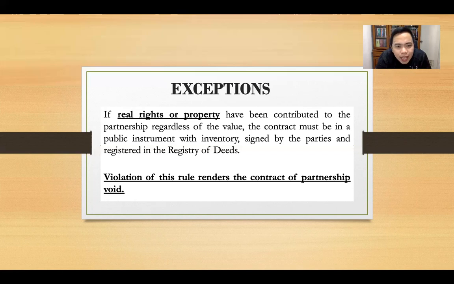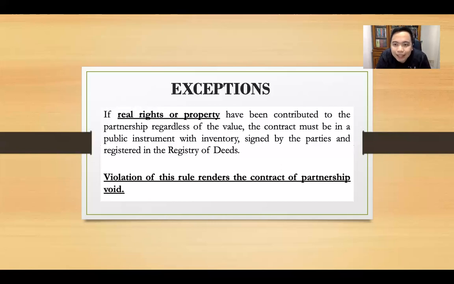Okay, now, sabi dito, aside from the fact or the requirement that it must be in a public instrument, the articles of partnership must be signed by the parties and registered in the registry of deeds. These are the three formalities required by law. Ang sabi dyan, number 1, the contract must be in writing. Number 2, the inventory must be signed by the parties, and that such agreement, the public instrument or the properties contributed by the partner must be registered in the registry of deeds. These are the three formalities required when the partner has contributed real rights or property.